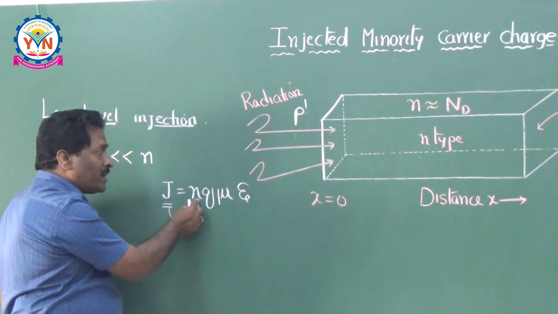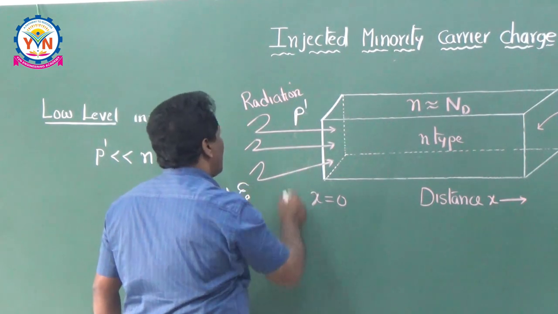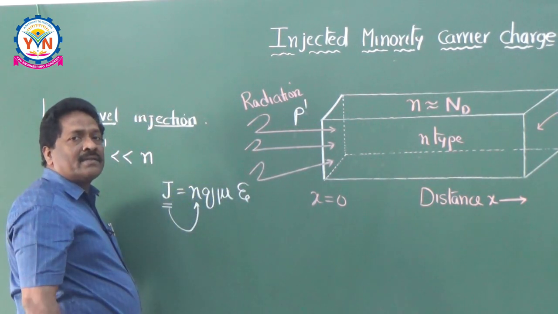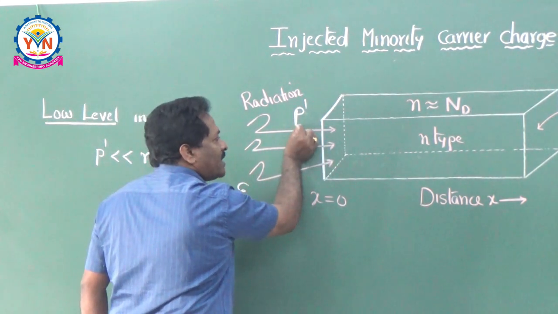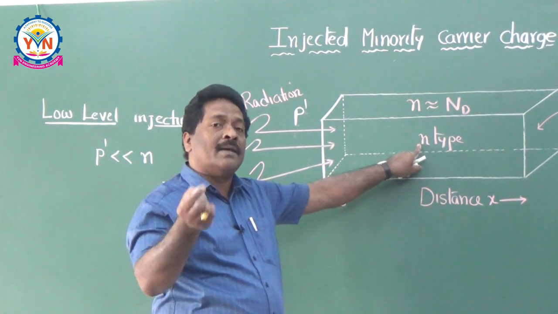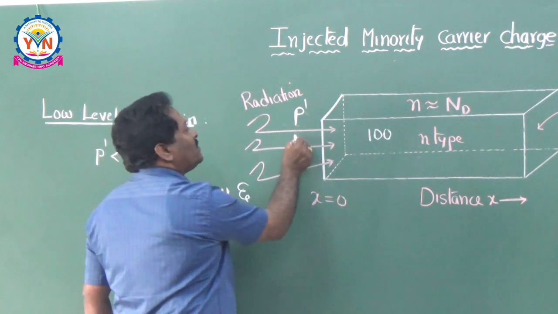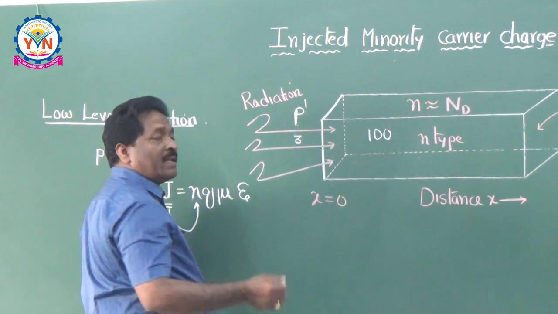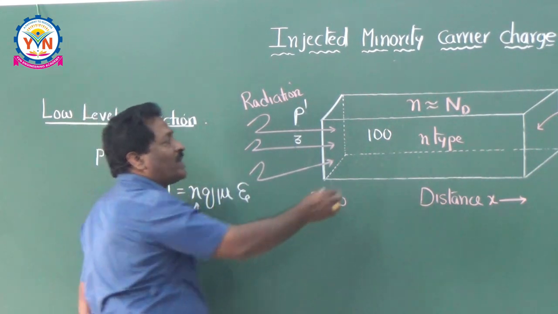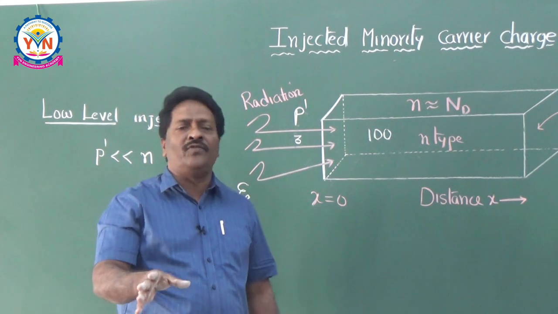But here, what you have to remember is that the majority carriers are there, that is, n is very, very much greater than p dash. So under this condition, I can say only diffusion current can be considered for the minority carriers, and the drift current cannot be considered because the number of injected minority carriers is very, very much less than the majority carriers. Of course, drift current for the majority carriers exists, but drift current for the holes is negligible because the number of minority carriers is very small. As an example, if you take this n-type bar with 100 electrons and only 3 holes are injected because of the radiation, then definitely the drift current of the holes may be neglected because only 3 holes are there, whereas the drift current exists for the majority carriers, the electrons. So that is why I assume the current due to the holes is only due to diffusion.